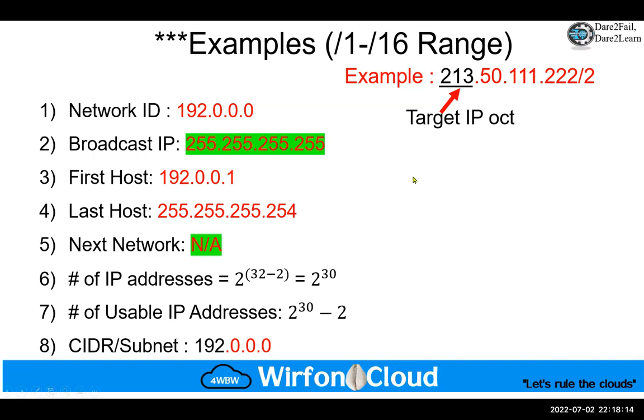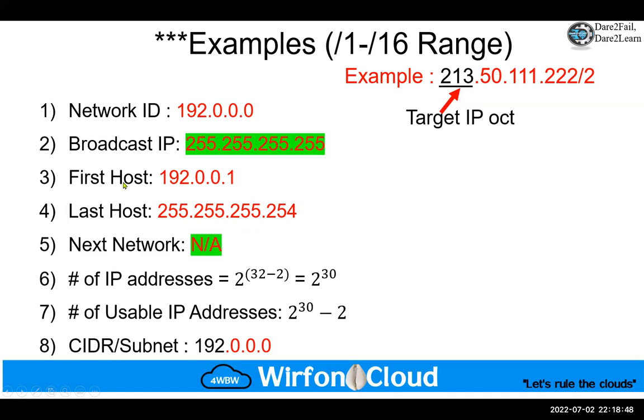So if our next network is supposed to be 256, in this case, we don't have a next network. The next network becomes unavailable or is not applicable in this case. And with this, we can go ahead and have the broadcast IP as the IP before the next network, which is 255.255.255.255. And the last host, which is the broadcast minus 1, is this.